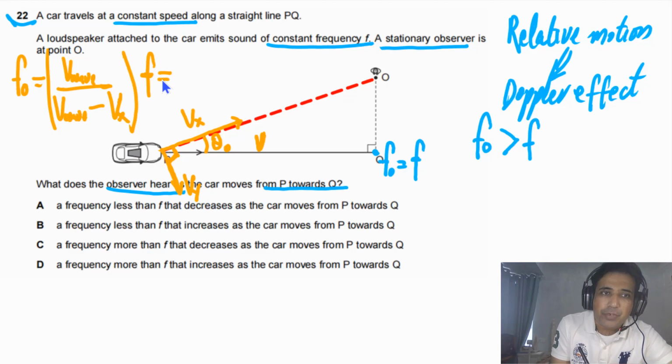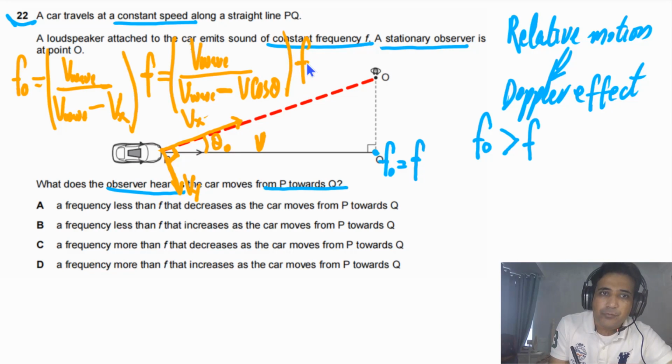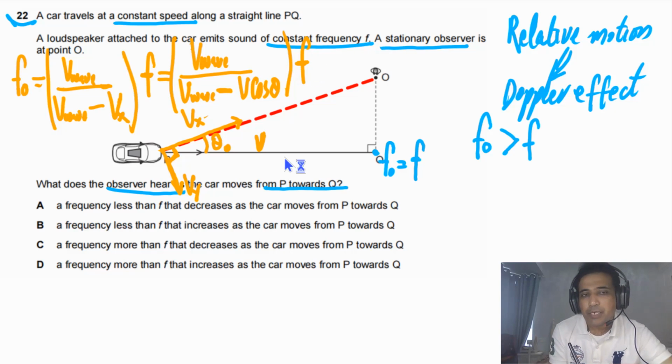So we can rewrite this formula. F observed is equal to the speed of the wave in the medium divided by the speed of the wave in the medium minus Vx. So this is V cosine of theta, because Vx is equal to V cosine theta, multiplied by the frequency of sound produced by the source.